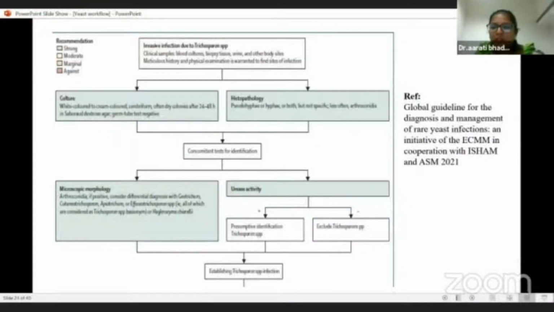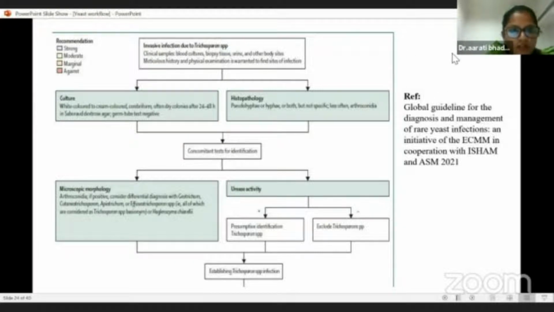There are some global guidelines for the diagnosis and management of rare infections, which is an initiative of the ECMM in cooperation with ISHAM and ASM. These are recent guidelines, 2021. In these guidelines, there is the detection, diagnosis and management of rare yeasts. They have given these guidelines.